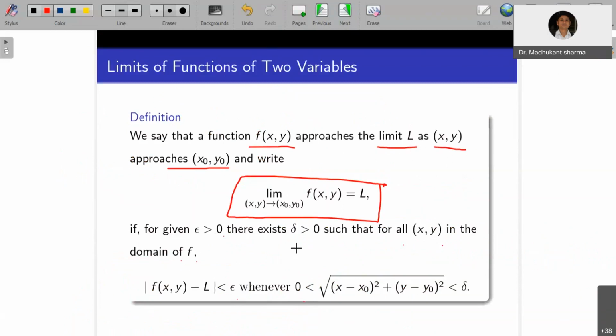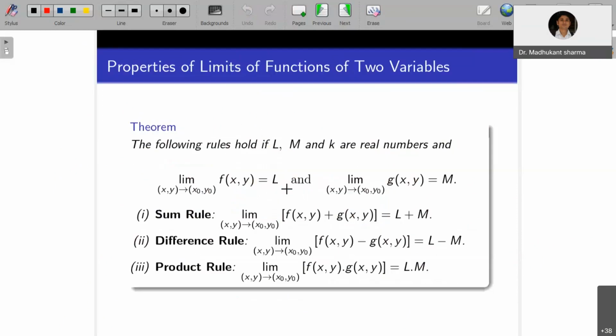And this is really challenging to establish the existence of the limit, because you don't have a single path, or two paths only, you have infinitely many. Now suppose these things are valid. Then the algebra of limits will work here like the single variable case; you will have the same flavor here.